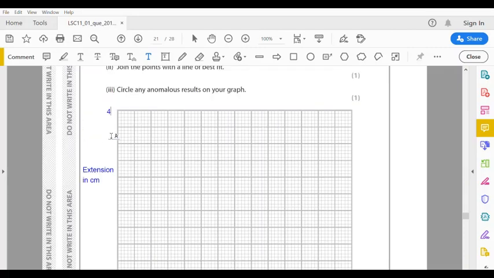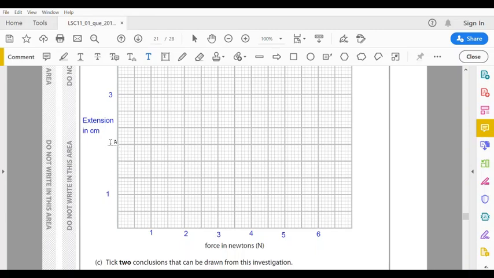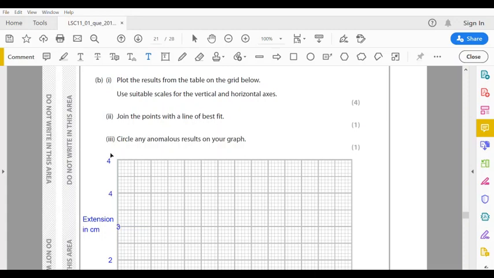5. So here we can take 3, 2, 1, 2, 3. We can write here. Can mark 3 here. It should be 4. Okay, likewise. So here it should be 5.